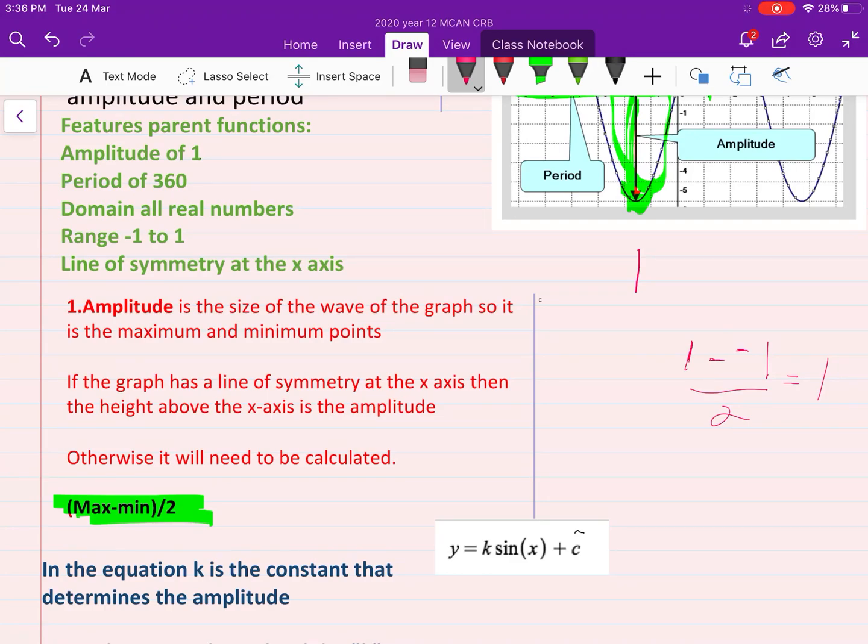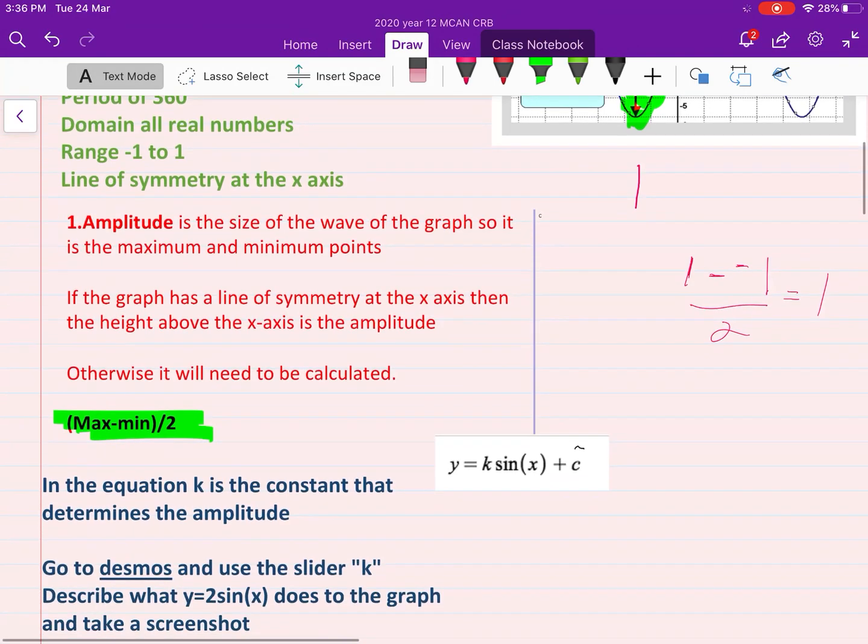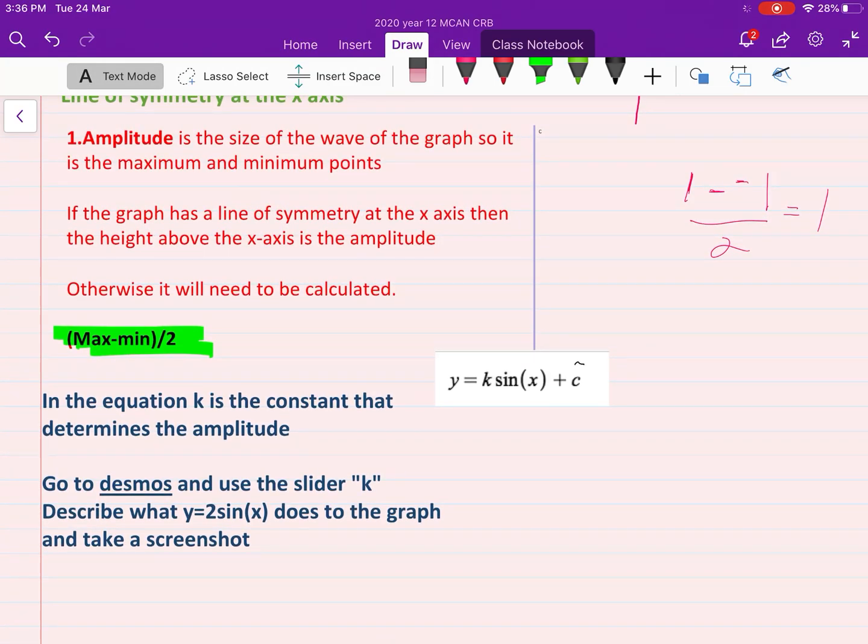Now, the basic frame of an equation, so we start to look at transformations. We're going to start looking at this k out in front of the sine x and this c. This should start looking familiar because we did something similar with quadratics in year 11, with transformations of quadratics and so on in graphs. So k is a constant, and it determines the amplitude. This thing here determines what the amplitude is.